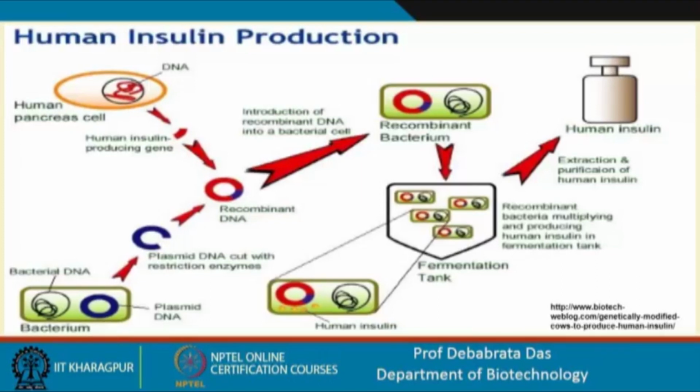You can see they use several cells which have this particular gene, and then you cut them open with the help of lysozyme, and then purification takes place, and you will get the human insulin.